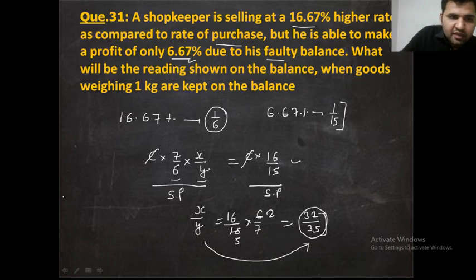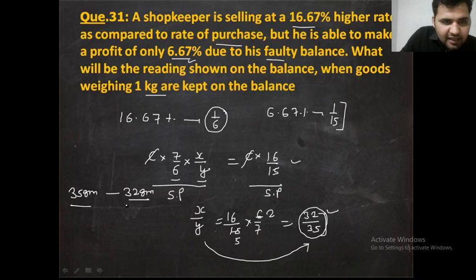It means, if the goods that are placed on the weighing machine are of 35 gram, the reading that you are getting is only of 32 gram. When the reading of 35 gram goods is 32 gram, only then is your fractional multiplying factor loss making, and that would be 32/35. Now the question asks: if a 1 kg weight is placed, what will its reading be?